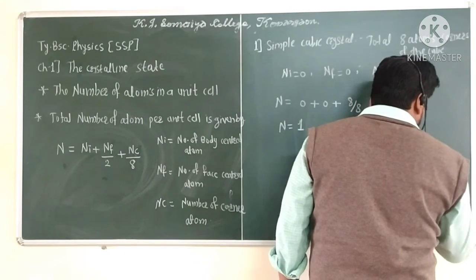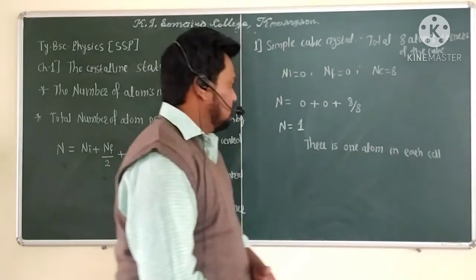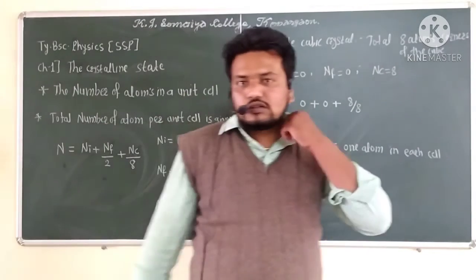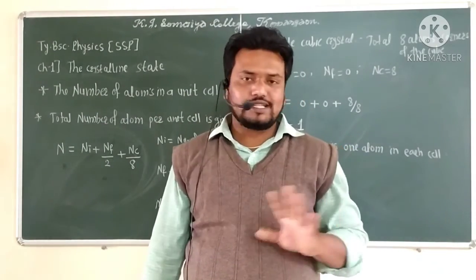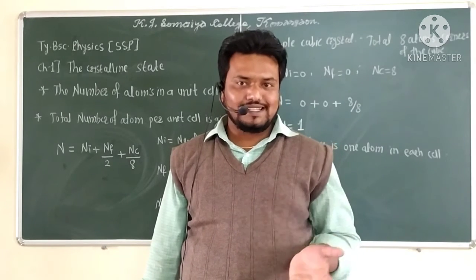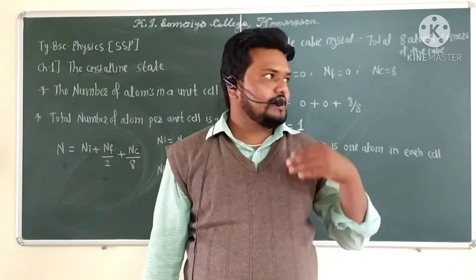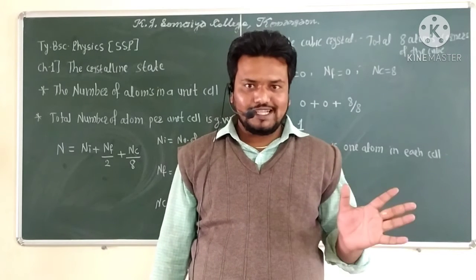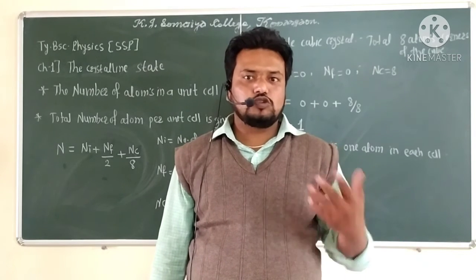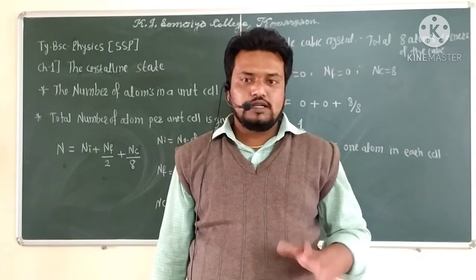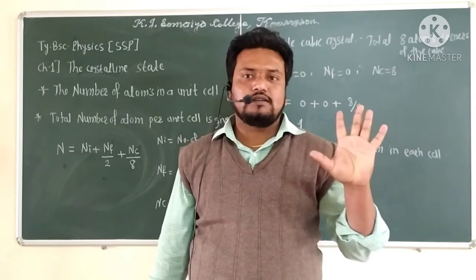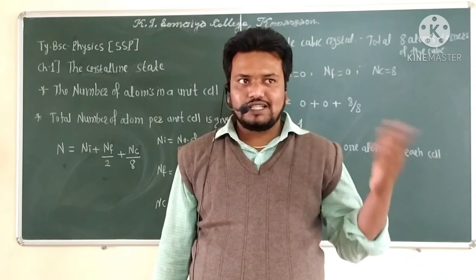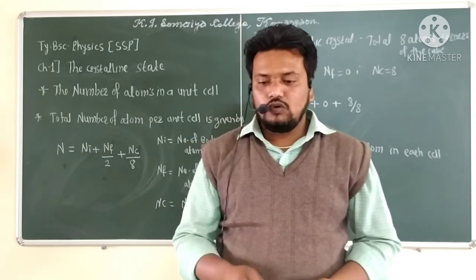In each cell. So consider once again the simple cubic structure, total 8 atoms located at the corners, and no body centered or face centered atoms present. So that's why Ni value is 0, Nf value is 0, and Nc value is 8. So N is equal to 0 plus 8 by 8, so that is 1. And that's why we have to conclude that the total number of atoms in a unit cell in such a crystal is 1.